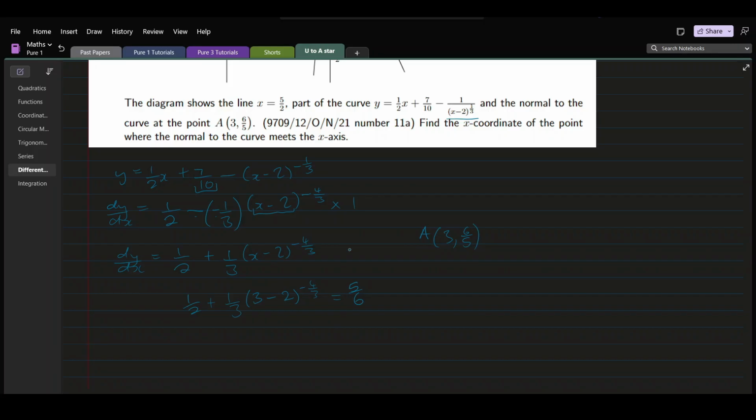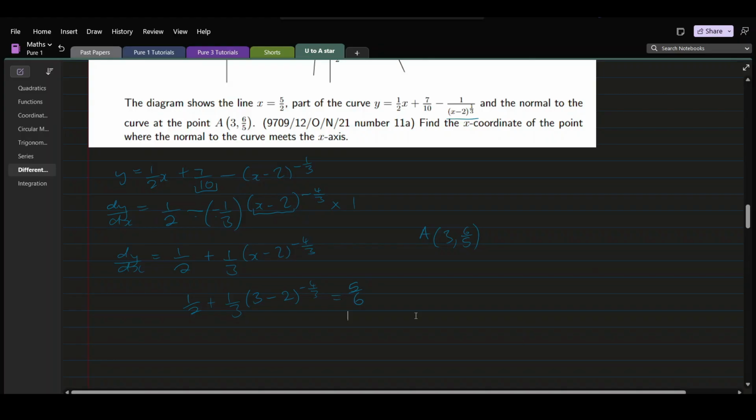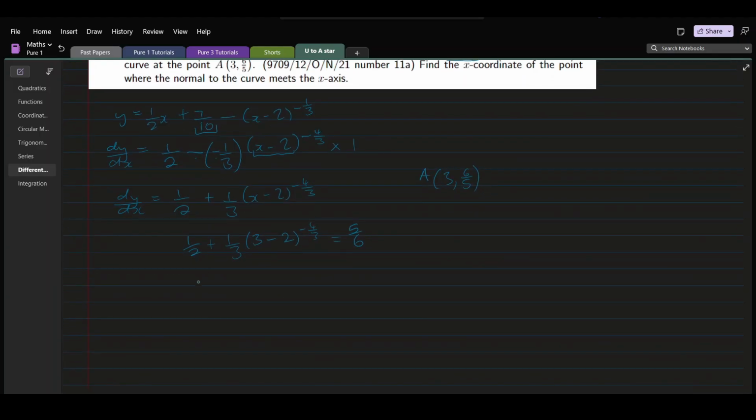We know that the normal is perpendicular to the tangent, so that means the gradient of the normal should be the negative reciprocal of 5 over 6, meaning that the gradient of the normal, call it m normal, is equal to, simply flip this fraction and change its sign. So that's negative 6 over 5.